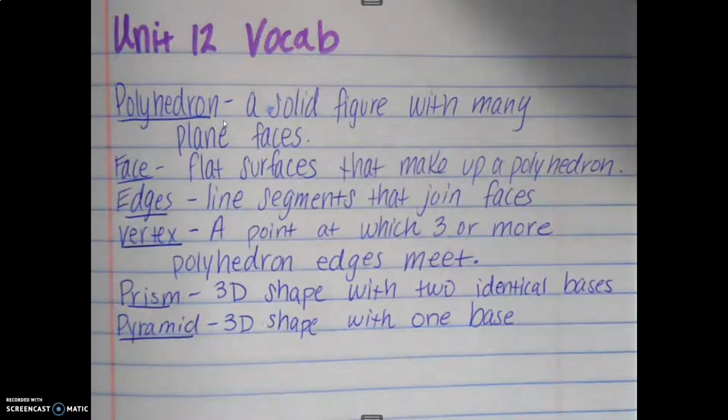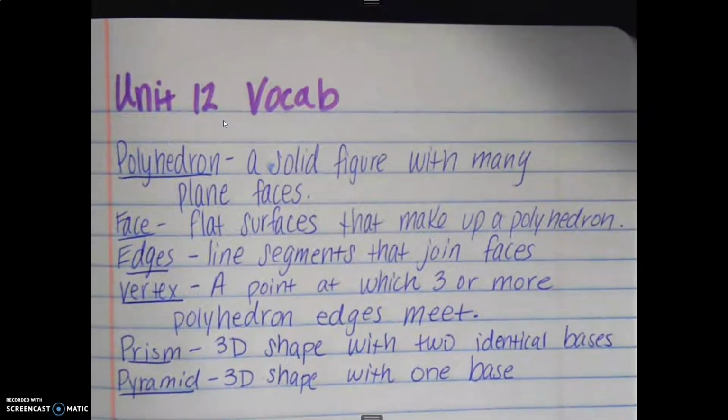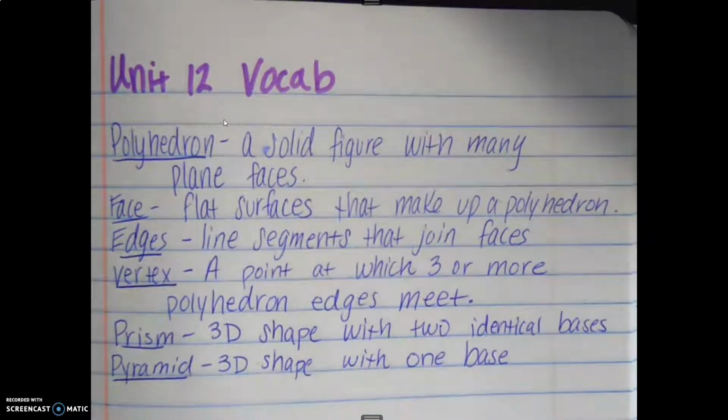Hey everybody, here is your Unit 12 vocabulary. So a few new terms and some that you've already seen in the past. A polyhedron is a solid figure with many plane faces. Now by faces, what that means is a flat surface that makes up the polyhedron.